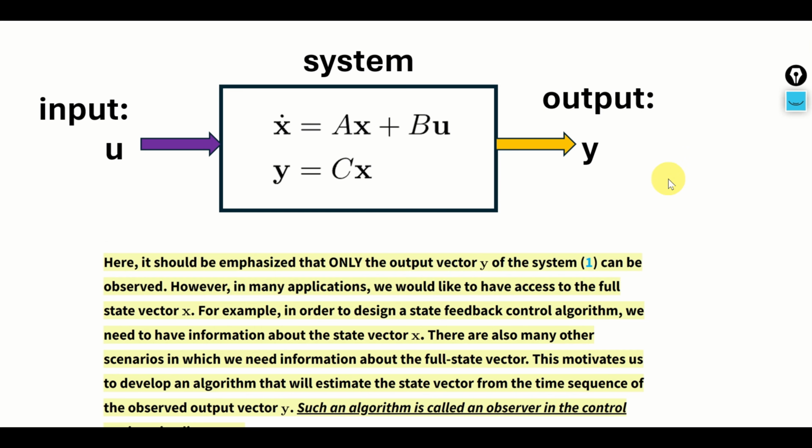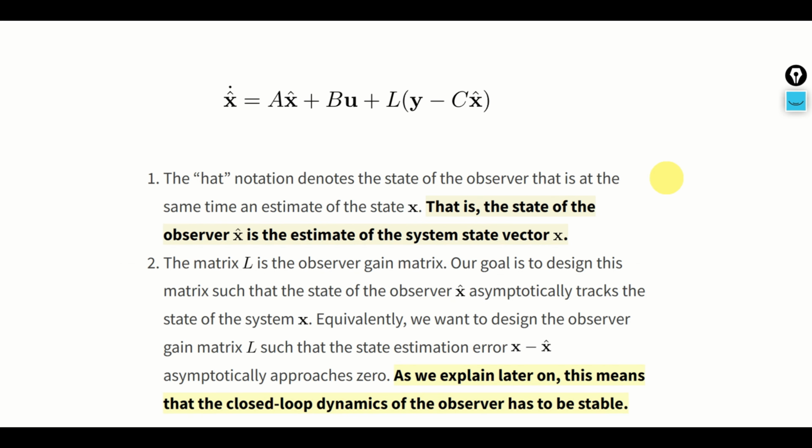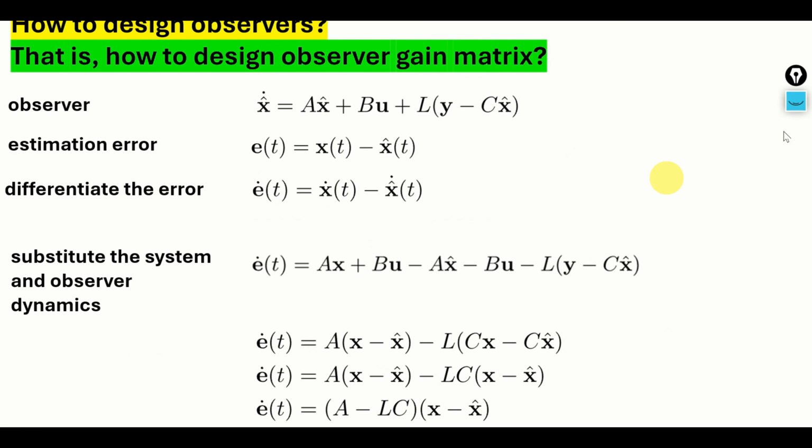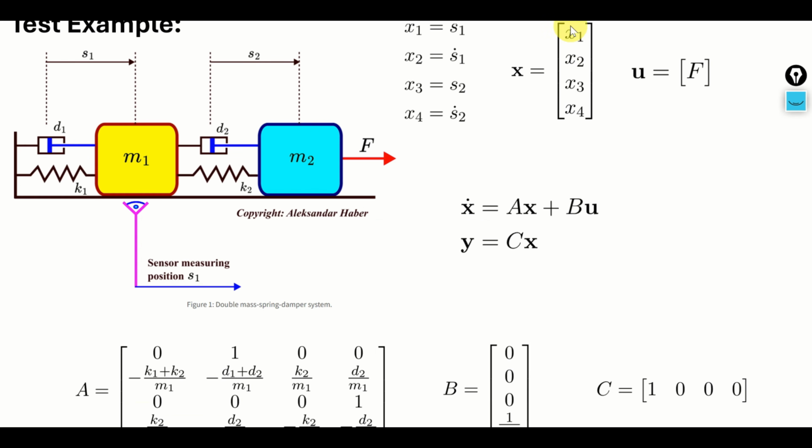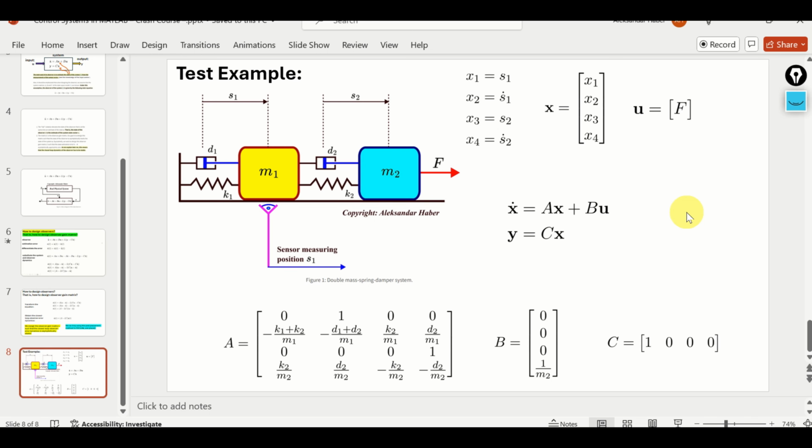First, we will briefly go over the foundations of observers. We will explain what an observer is and how the observer is designed. Then, at the end, we will introduce a simple system that's shown over here and that's used to verify the performance of the observer. As a test case in this tutorial, we will consider a double mass spring damper system shown over here.